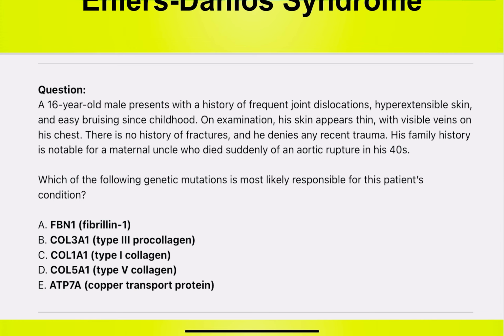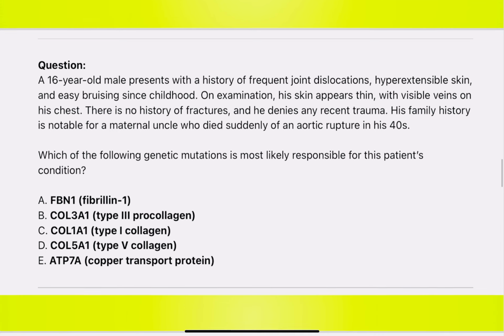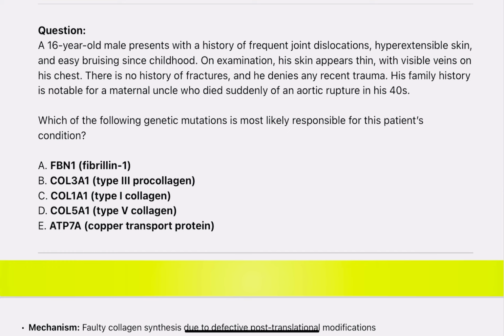Before we move forward, let's look at a question. A 16-year-old male presents with a history of frequent joint dislocations, hyperextensible skin, and easy bruising since childhood. On examination, his skin appears thin with visible veins on his chest. There is no history of fractures, and he denies any recent trauma. His family history is notable for a maternal uncle who died suddenly of an aortic rupture in his 40s. Which of the following genetic mutations is the most likely responsible for this patient's condition?